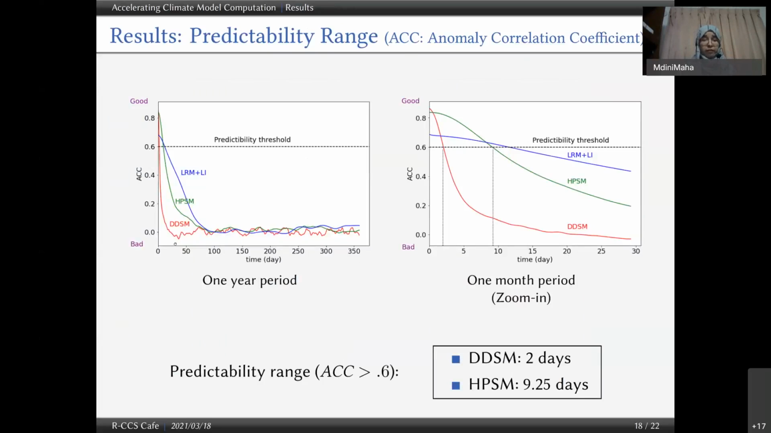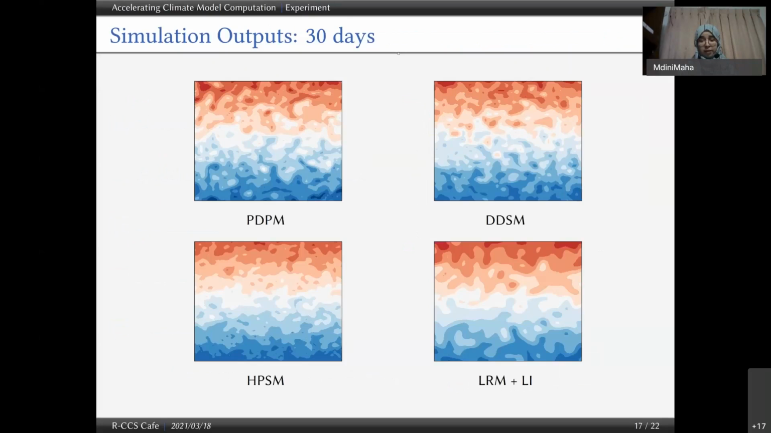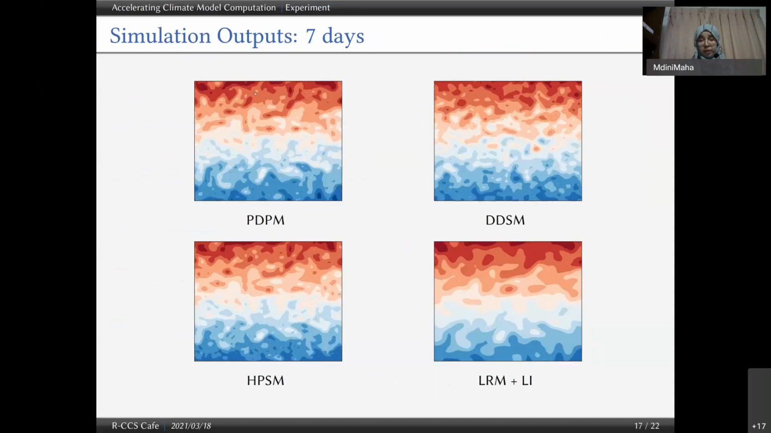So in red we have the GDSM, the statistical approach. In green we have the HPSM, the hybrid approach. Okay? And in blue we have the low resolution model plus linear interpolation. So here we are computing the ACC with regard to the PGPM, the physical model, which is our baseline. So here, this is the baseline. So with regard to the PGPM output, we will compute the ACC for each of the three approaches.